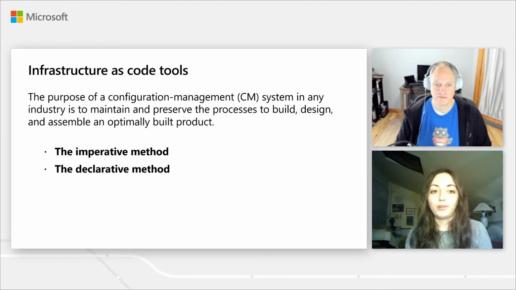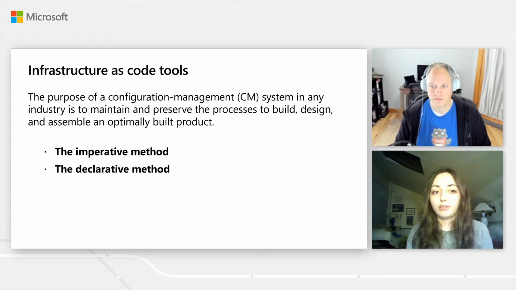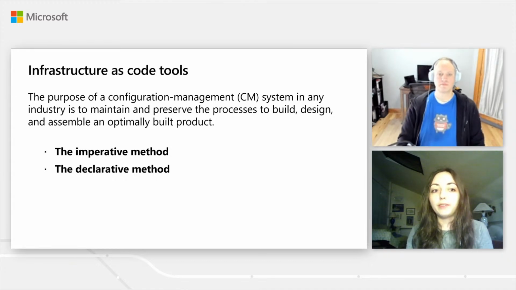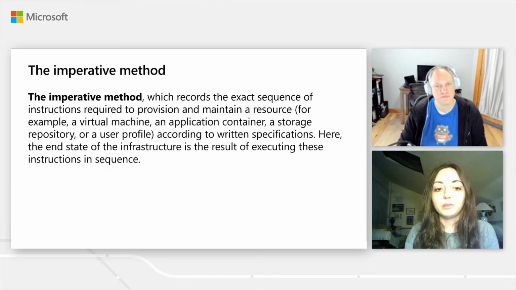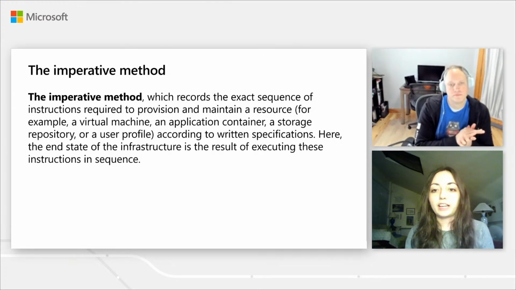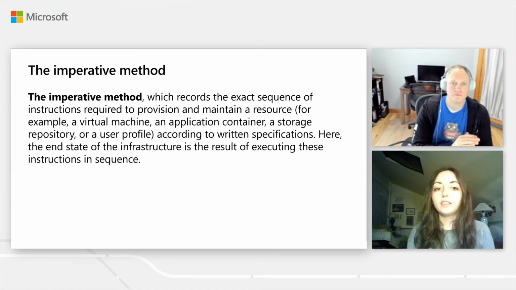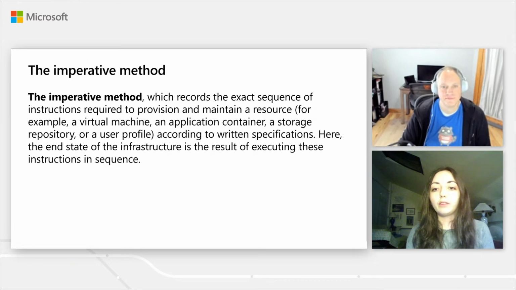So the main purpose of a configuration management system is to define a state of the solution. Configuration management tools identify the resources that make up a solution and define how they work together. And we have 2 main methods to achieve that, the imperative method and the declarative method. So let's start with the imperative method. In the imperative method, we record the exact sequence of instructions required to create or maintain a resource, like a virtual machine, and the end state of the solution is the result of executing all these instructions in sequence.